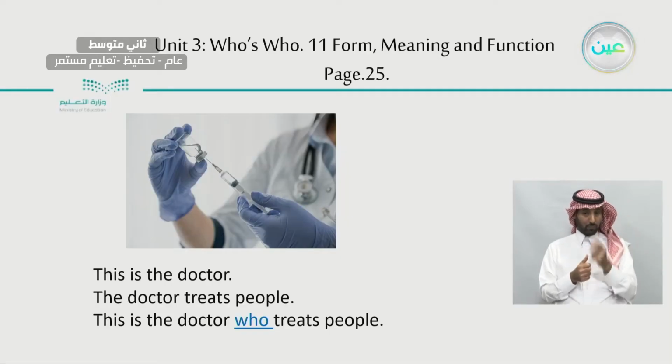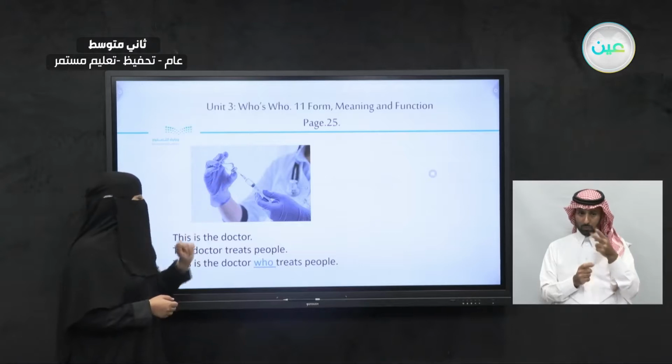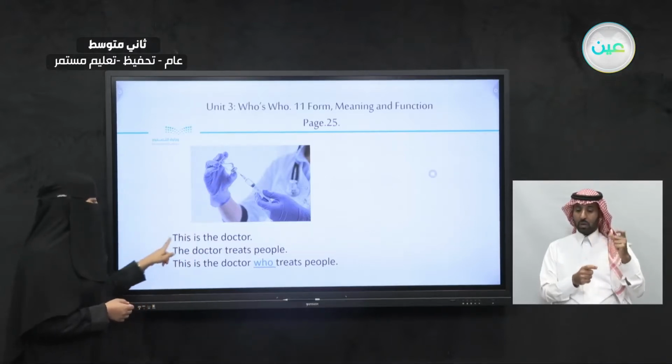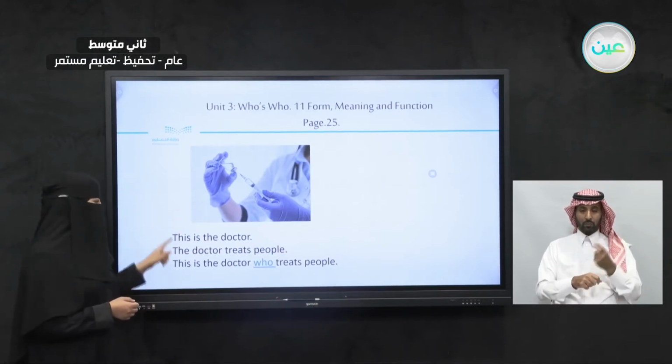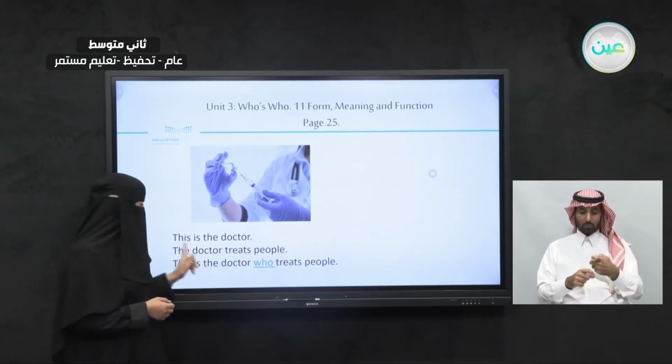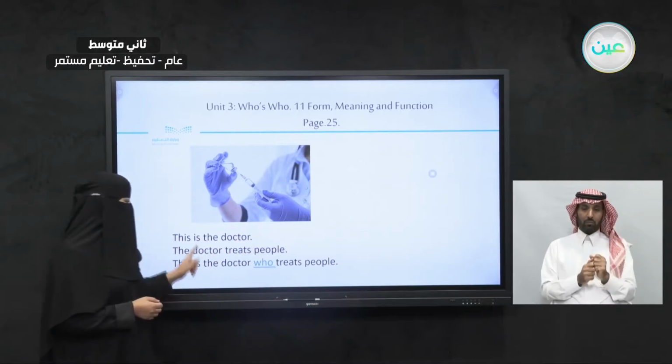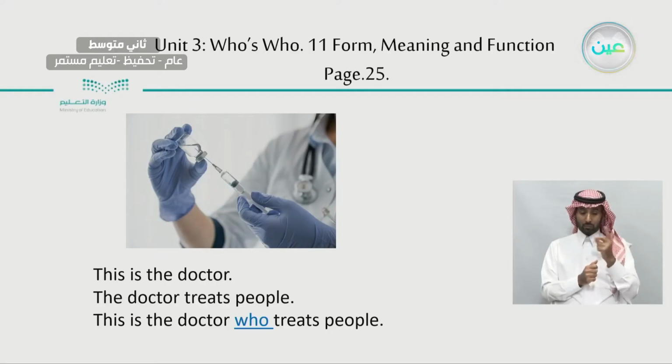What do you see in this picture? What is the occupation of this person? What do they do? What is their job? By looking at the tools, you can see a doctor. This is the doctor. Let's take a look. This is a sentence. This is the doctor. Now, here we have another sentence. The doctor treats people.